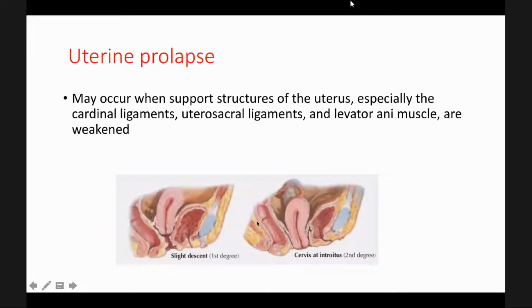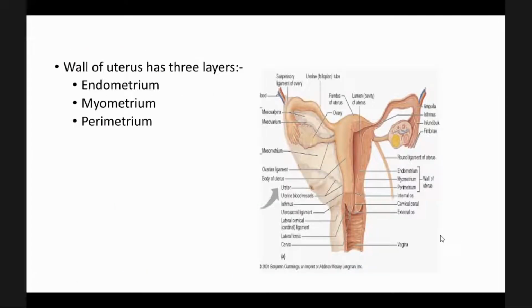See here, you can see this is the vagina. Okay, and this is the normal position. It should be initially positioned over here, but if there is some weakening of the supports, especially the cardinal ligaments, what is the other name for this cardinal ligament? Transverse cervical ligament, the ligament of Mackenrodt. If this major support, or the uterosacral ligament or levator ani muscle, is weakened, then the uterus may come out through the vagina, and that condition is known as prolapse of the uterus. Now we'll move on with the histological features.